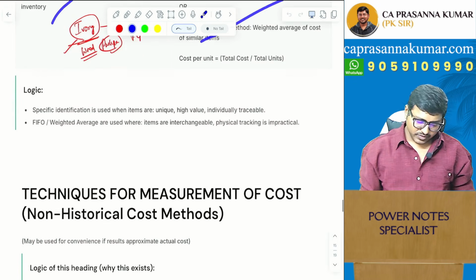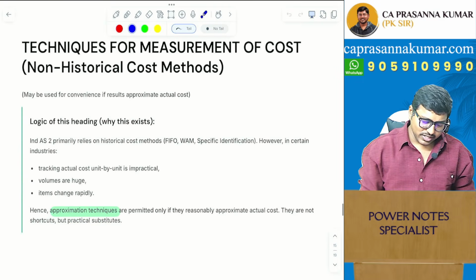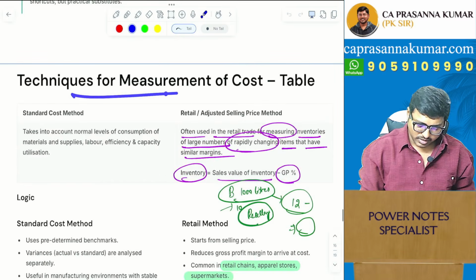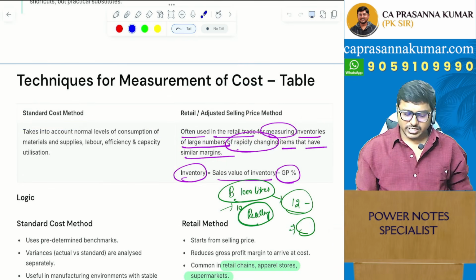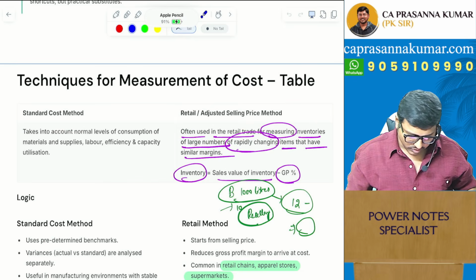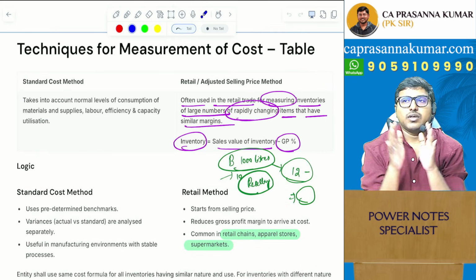Done with this? Okay, if historical method is done and dusted, then we have something called non-historical method. Under that, we have got two methods, standard cost method as well as retail adjusted selling price method. Now, this is very important, so listen carefully. Sir, what is this standard cost method?